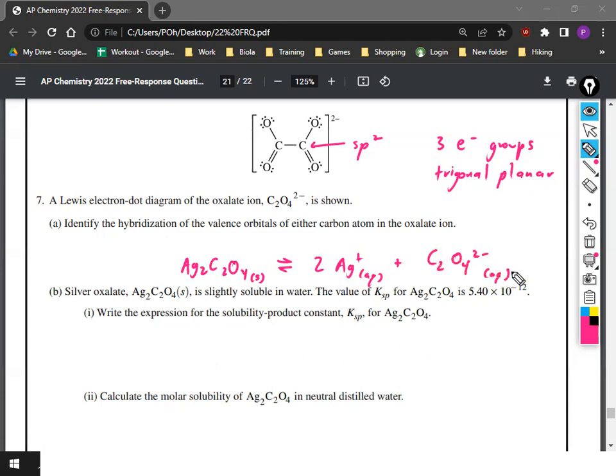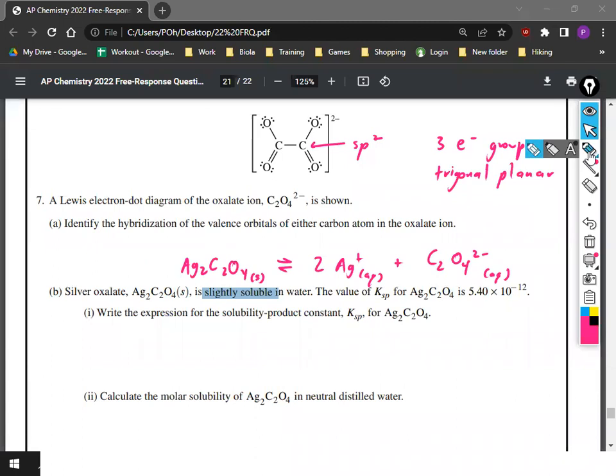Okay. So it gives us a KSP value, but for part 1, it wants you to just write the KSP expression. Okay, so hopefully this is a little bit more fresh in your brain. So I'll give you guys about a minute. See if you guys can write the KSP expression for this equilibrium. If you guys ever see solubility, you can kind of assume that it's going to go into its equilibrium, okay, or slightly soluble.